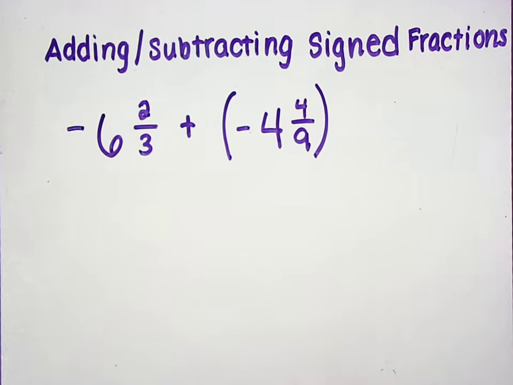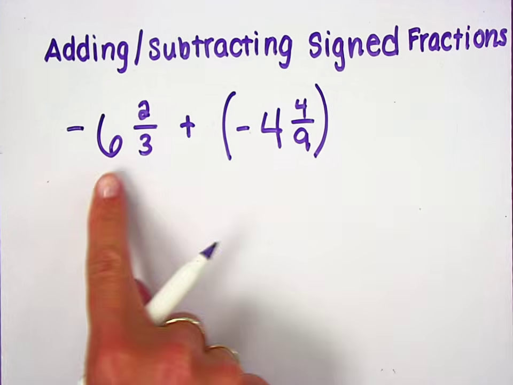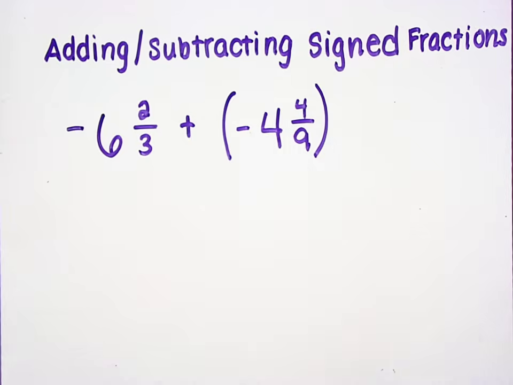The first question that I want to ask myself is, are the signs the same or are they different? In this case, I see that both of my fractions are in fact negative, so my signs are the same. Since the signs are the same, we are going to find the sum, which means we're going to add these two fractions together. When we add, it doesn't necessarily matter which number comes first.